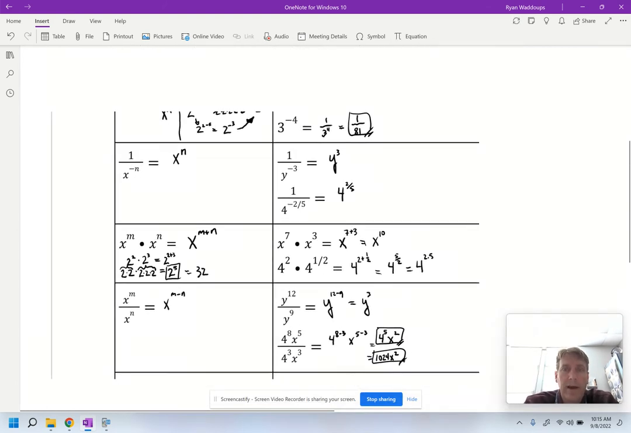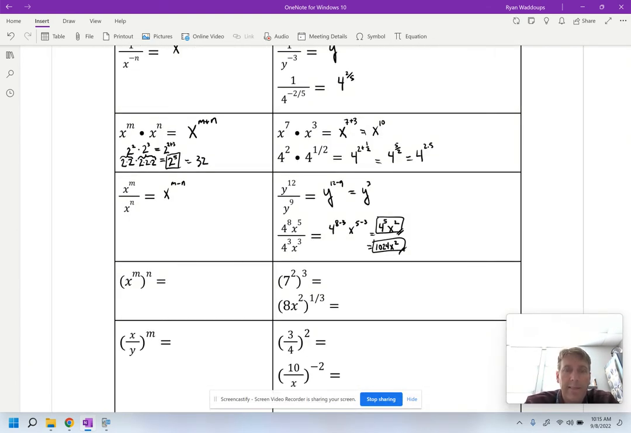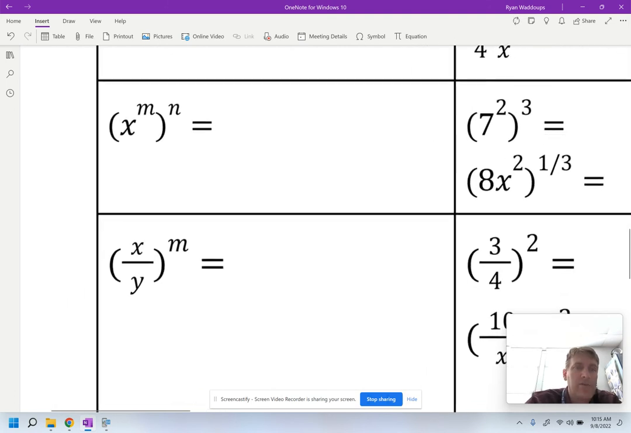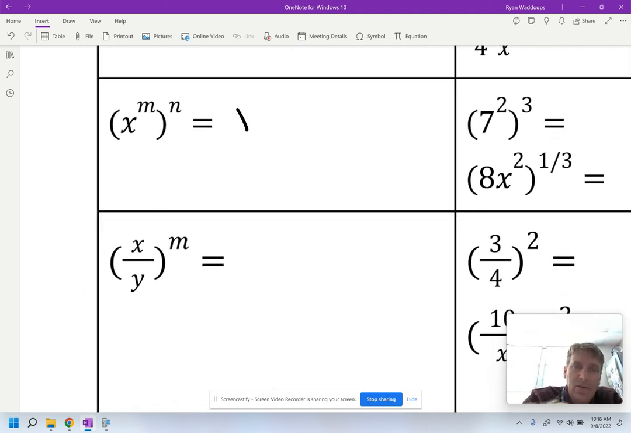All right, let's see where we're at here. What happens when you have a power of a power? Well, what you do is you multiply the powers. That's x to the mn power. Remember that this means m times n. When you just have two variables right by each other, that's what that means. mn is m times n. And then why is that the case?